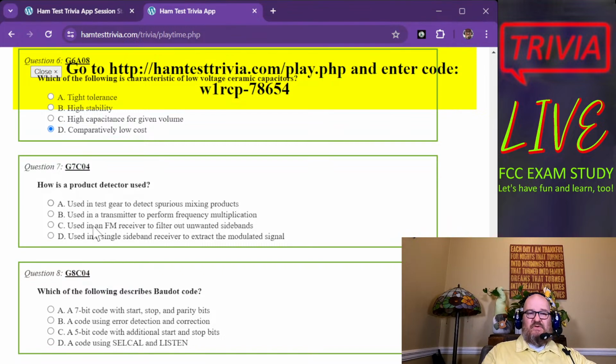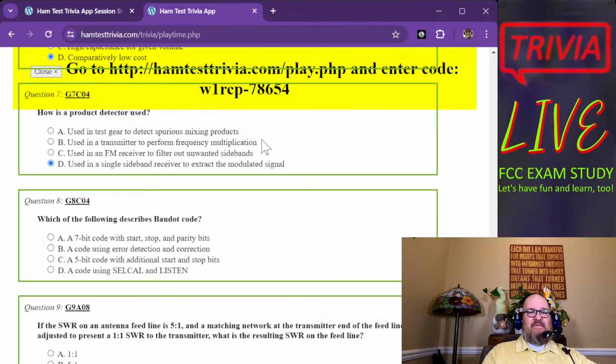Don't think so. Using the FM receiver to filter out unwanted sidebands. FM? Okay, product detector. I'm going to go with single sideband receiver to extract the modulated signal. And I will probably be wrong.